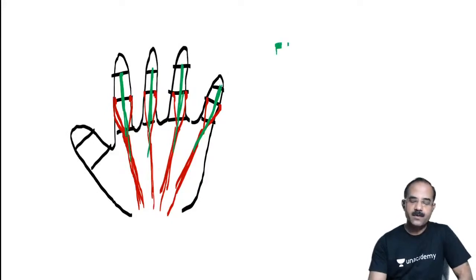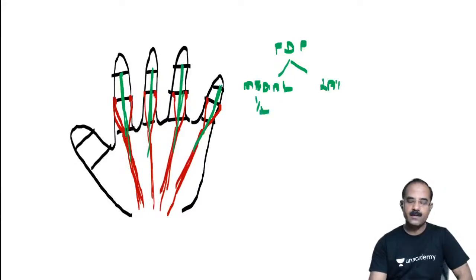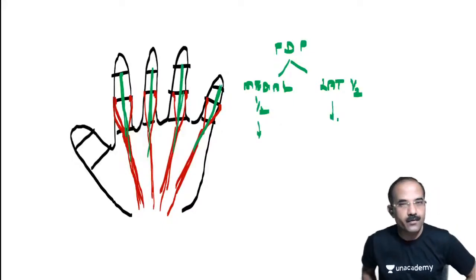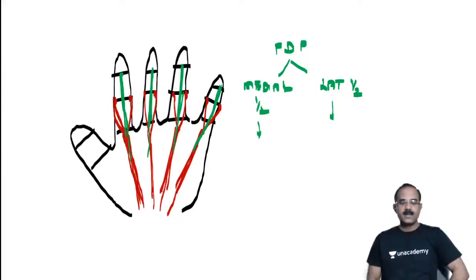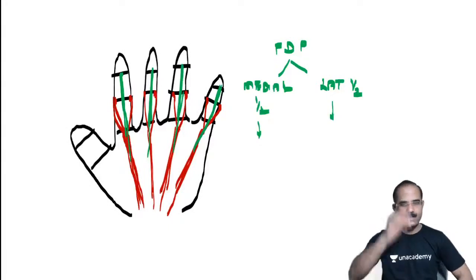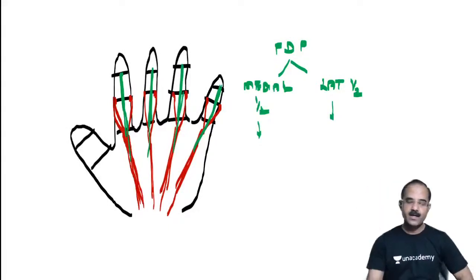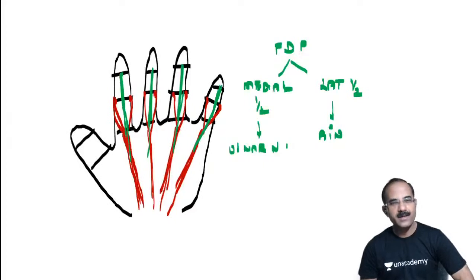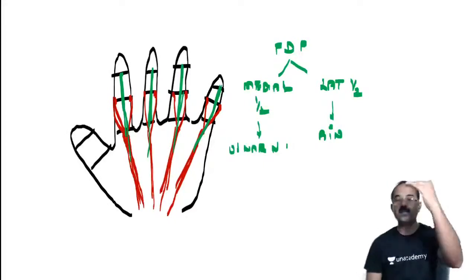Quickly tell me, what is the nerve supply of the flexor digitorum profundus? It has got two halves: the medial half, and the other one is the lateral half. Quickly answer, what is the nerve supply of the lateral half of flexor digitorum profundus? Be specific. Come on. So medial half, I agree, that's ulnar nerve. And the lateral half is the anterior interosseous nerve. And this anterior interosseous nerve is a deep branch of median nerve.